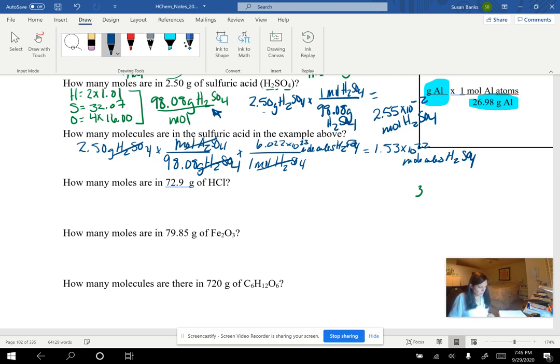Okay, so let's do another one. How many moles are there in 72.9 grams of hydrochloric acid? HCl is hydrochloric acid. So the very first thing we've got to do is figure out our molar mass of hydrochloric acid. So we've got 1 hydrogen and we've got 1 chlorine. We've already looked up hydrogen a couple of times. Hydrogen is 1.01 grams, but we have not looked up chlorine. So let's look up chlorine.